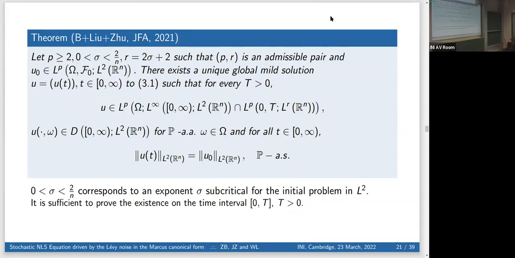Now, what about the result? The result is from last year, from the Journal of Functional Analysis. If we consider the same condition on sigma as in the first papers by de Bouard and Debussche, so it's subcritical, so sigma is quite small, there exists a unique global mild solution to our problem, such that the L2 norm is bounded. For every t, the trajectory belongs to the L^p-L^r space and is integrable. And most importantly, the L2 norm is preserved, mass is preserved. So that is the result.